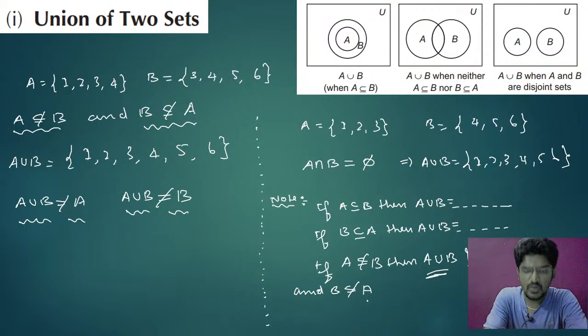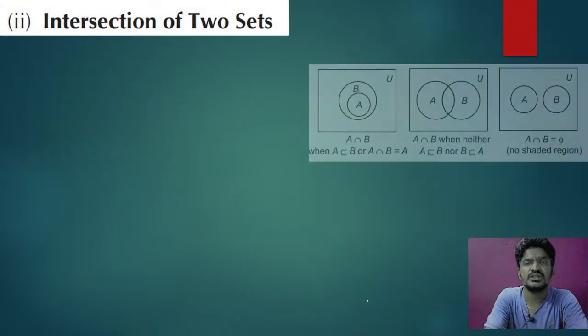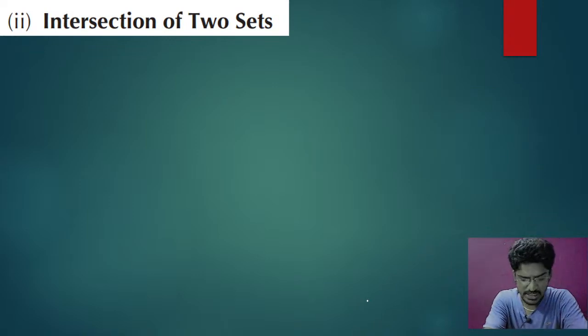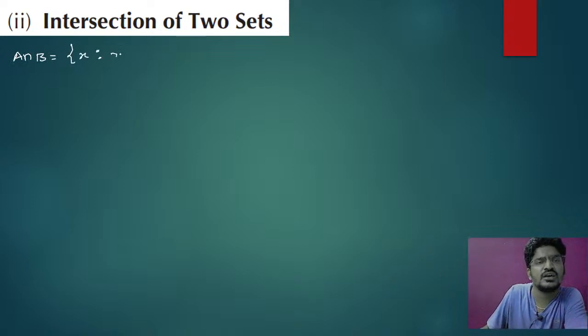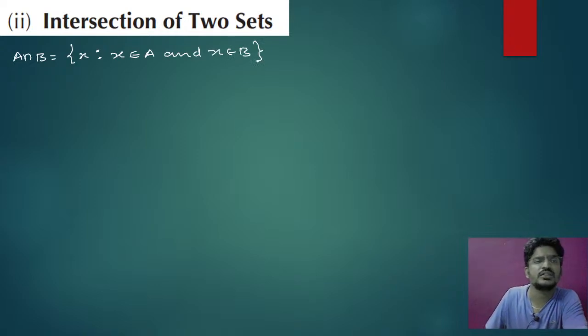Okay. So now we can go for the next concept, that is intersection of two sets. Clear? Okay, you do that homework later. I will go for intersection of two sets. A intersection B means the elements X such that X belongs to A and X belongs to B. That means X has to be in both the sets A and B.